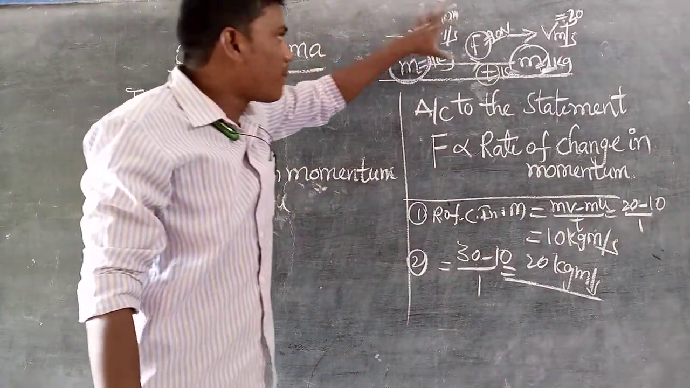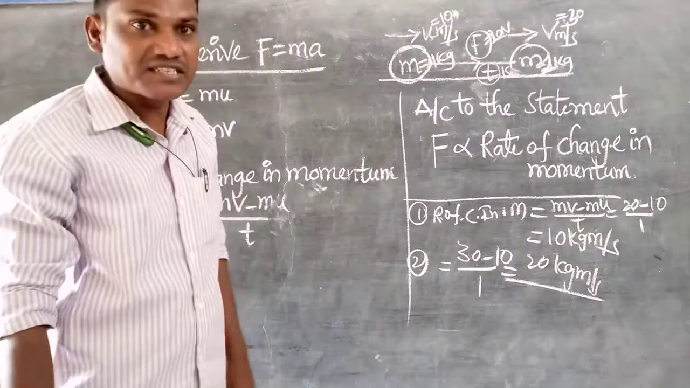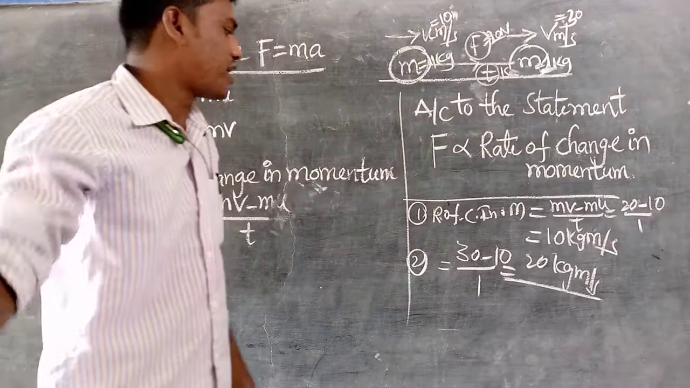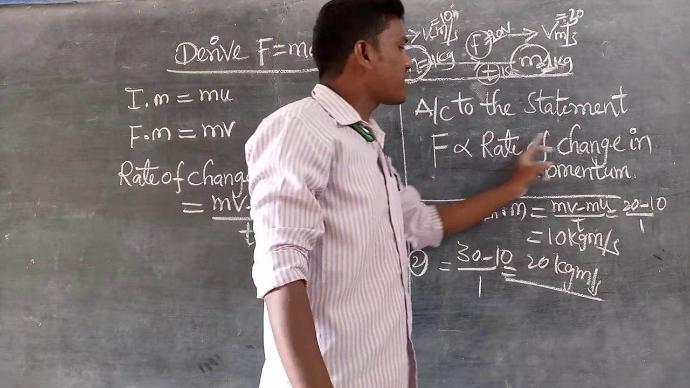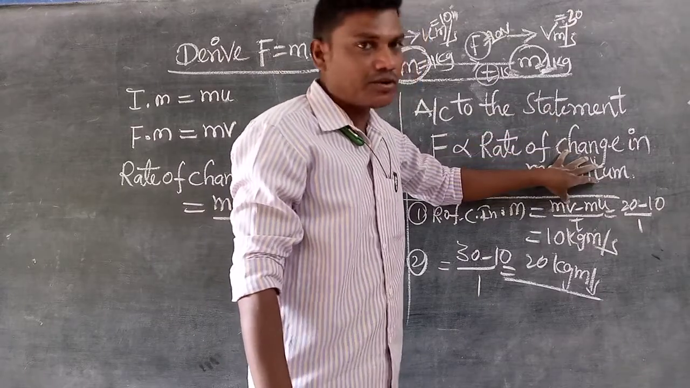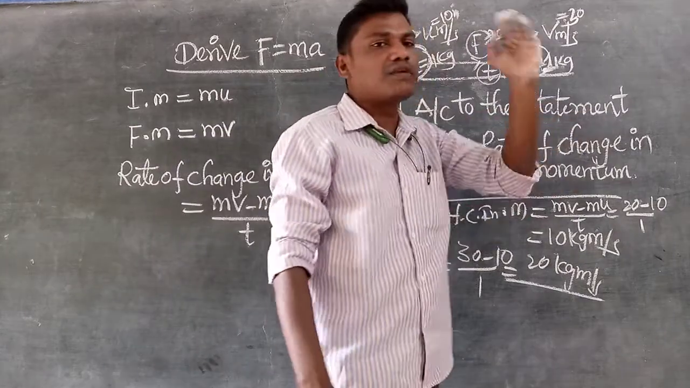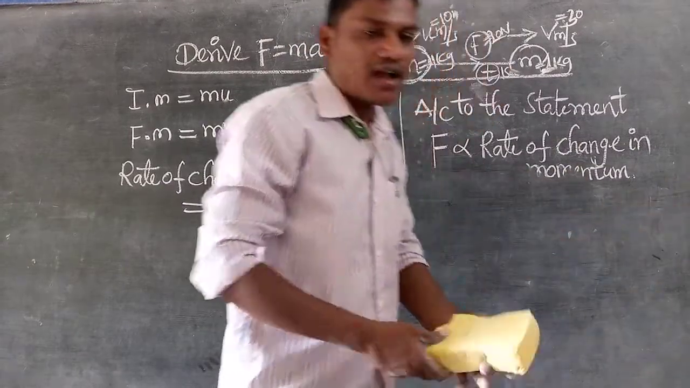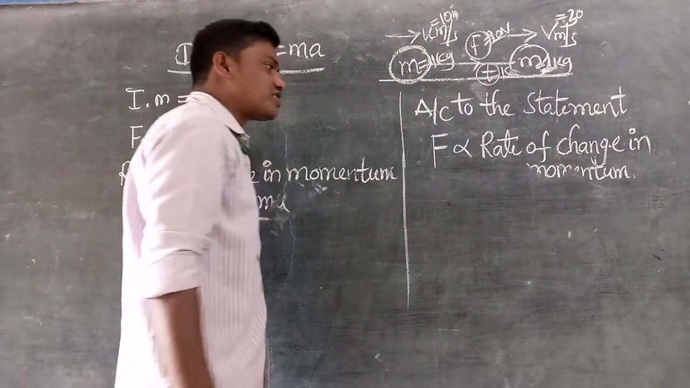Listen very carefully. If the applied force on the motion of a body increases, its rate of change of momentum increases. If applied force decreases, the rate of change in momentum also decreases. So the applied force on the motion of a body is directly proportional to the rate of change in momentum. If applied force is increased, rate of change in momentum also increases. If applied force is decreased, rate of change in momentum also decreases. According to the second statement, we prove this one: F is directly proportional to the rate of change in momentum.